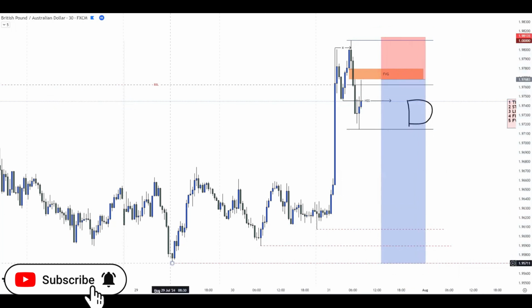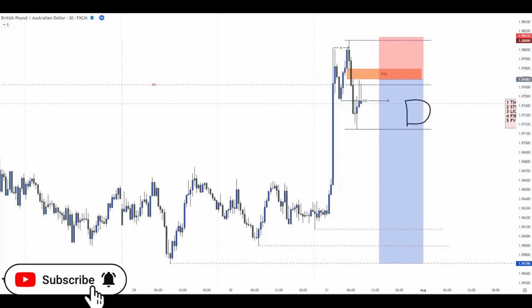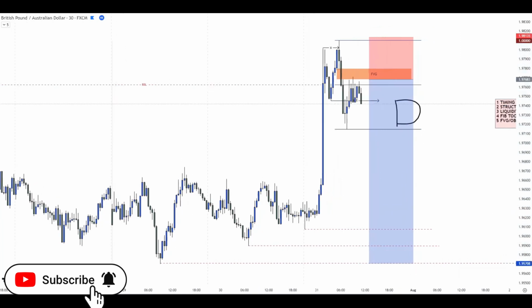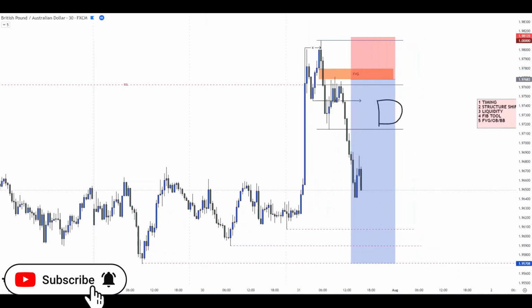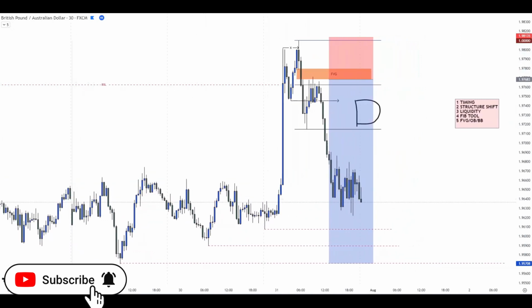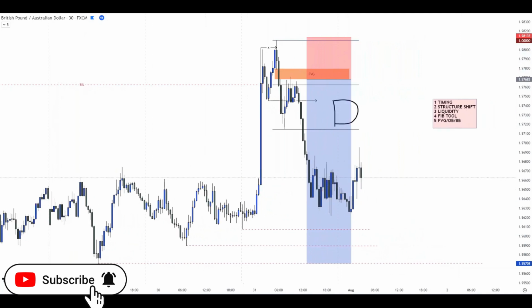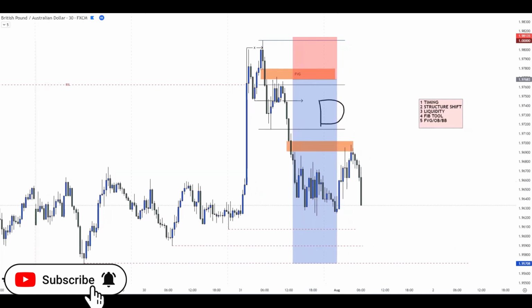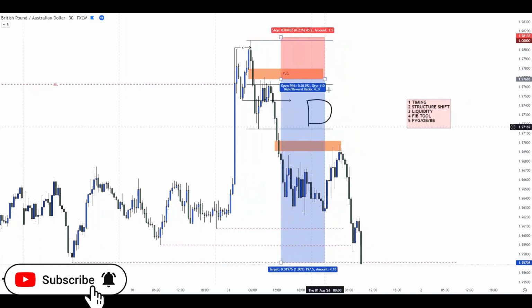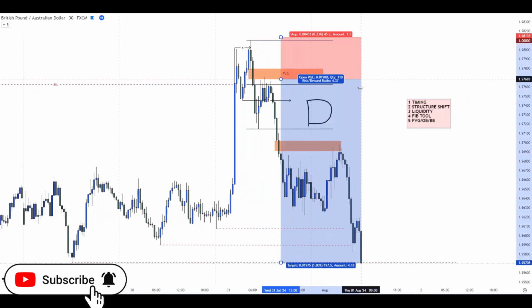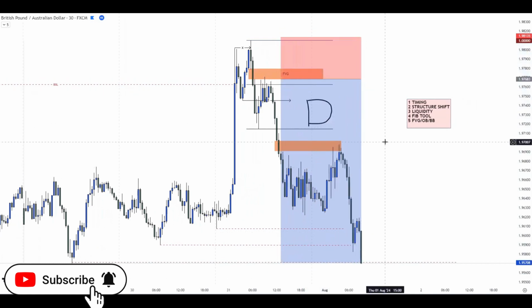Price actually came all the way up here, up into my entry, and started to shoot all the way down. Then we see price creating another series of internal range liquidity here, which is this fair value gap. Price went all the way to the downside. So this is the first example of how we pick our entry based on timing our entry.